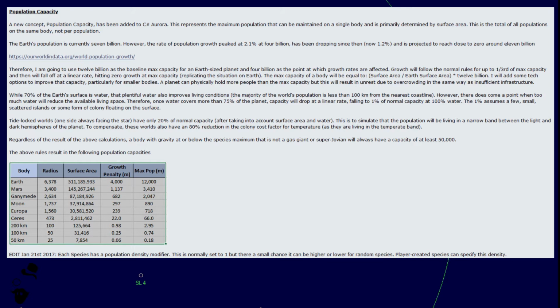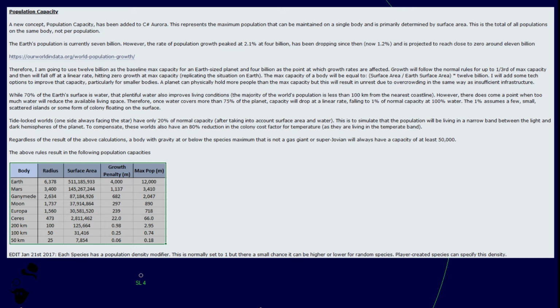The Earth's population is currently 7 billion. However, the rate of population growth peaked at 2.1% at 4 billion and has been dropping since then, now at about 1.2%, and is projected to reach close to zero around 11 billion. There is a link there to real-world population growth data. Therefore, the game is going to use 12 billion as the baseline max capacity for an Earth-sized planet and 4 billion as the point at which growth rates are affected.